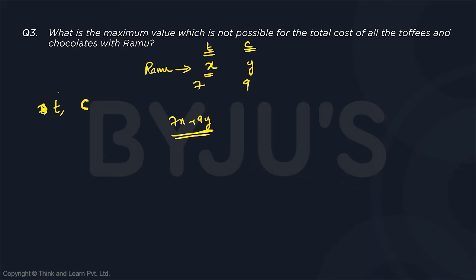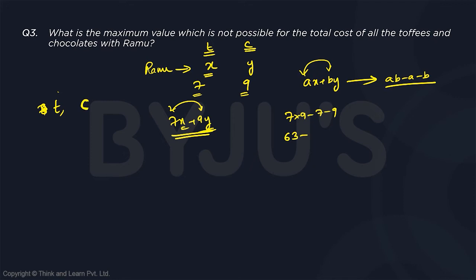Now we already know the formula. For ax plus by, the largest value that this cannot get is given by ab minus a minus b. So we can first check a and b have to be co-primes. Clearly 7 and 9 are co-primes. x and y are supposed to be non-negative integers. Yes, based on the question given to us, they are 0 or above. Both cannot be zeros, of course. So the largest number is given by the formula 7 into 9 minus 7 minus 9. So this is 63 minus 16, which is 47. The correct answer is 47.